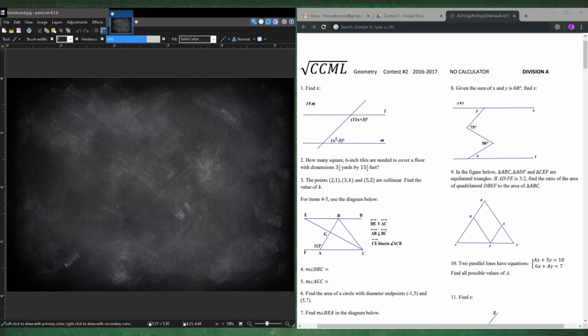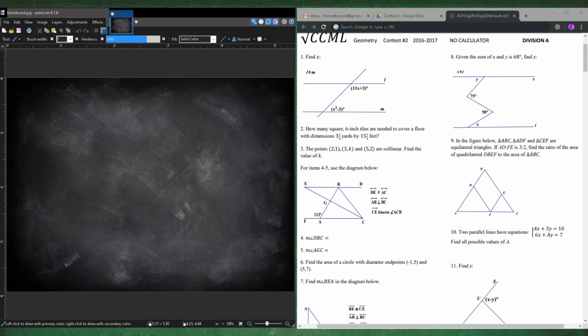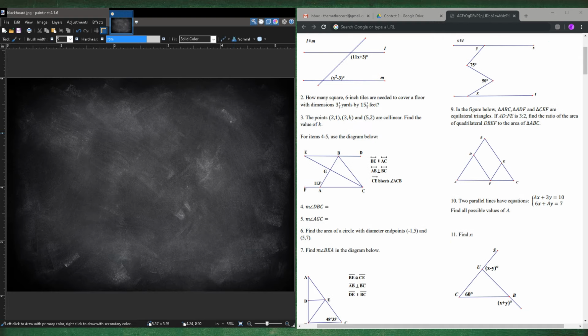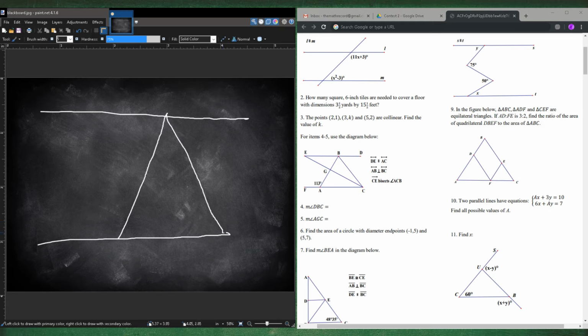Now, for items 4 and 5, use the diagram below. Question 4. Find the angle DBC. Okay, let's draw this picture out first. And we have a line, this, and we have 113. And it says DE and AC are parallel.